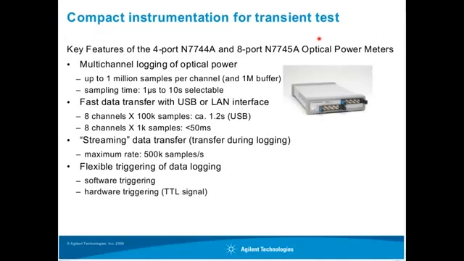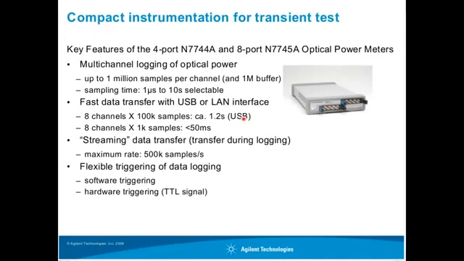To take advantage of that, we're using faster data transfer in addition to the traditional GPIB, also USB and LAN interfaces. And these are some of the typical data rates for getting 100,000 samples from 8 channels over USB 2. That takes about 1.2 seconds, something like that, for 800K samples.